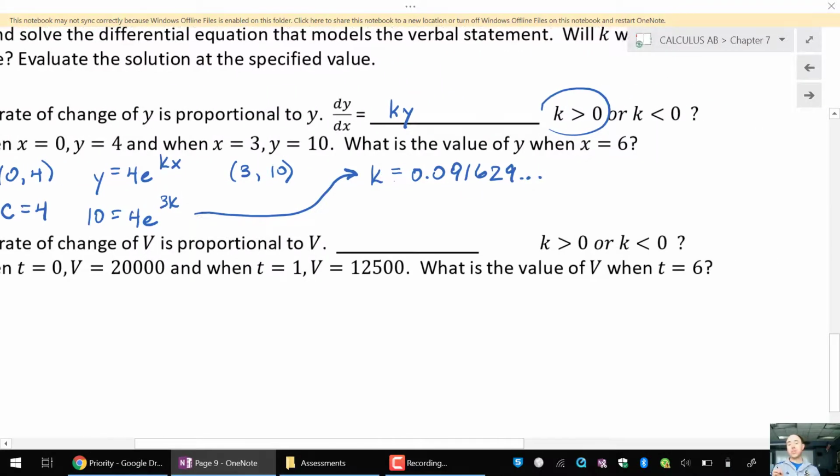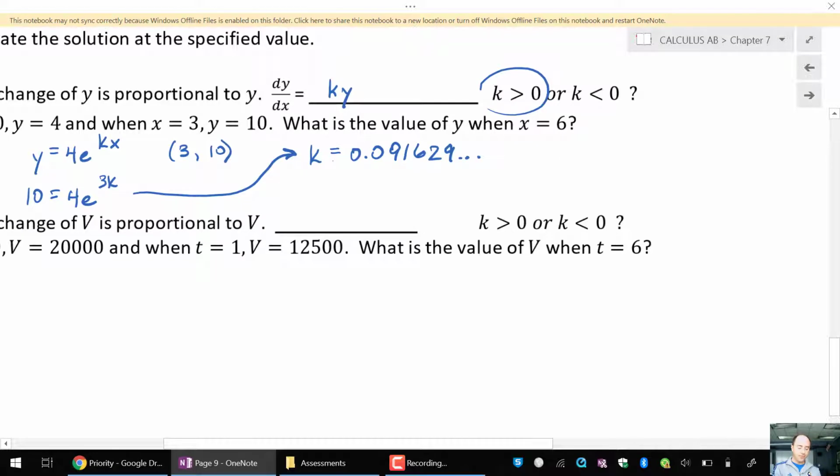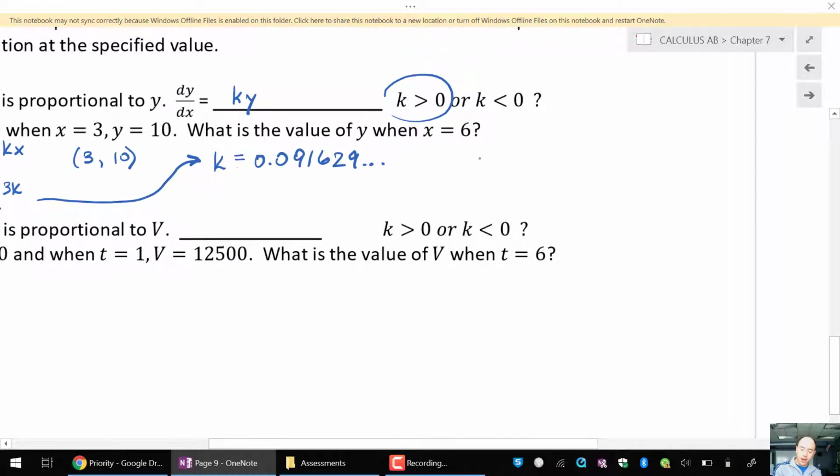We don't want to round too soon. Don't forget that it's not really appropriate to round prematurely. Otherwise, you're going to be carrying that round off error with you in future calculations. Maintain 3 decimal place accuracy throughout and try to avoid rounding until the very last step. So there's our k value. The equation then for the exponential growth is y equals 4 e to the power of 0.0911629. Plug in that 6 right there, and then we'll solve for y to get our solution. y is approximately equal to 6.931.